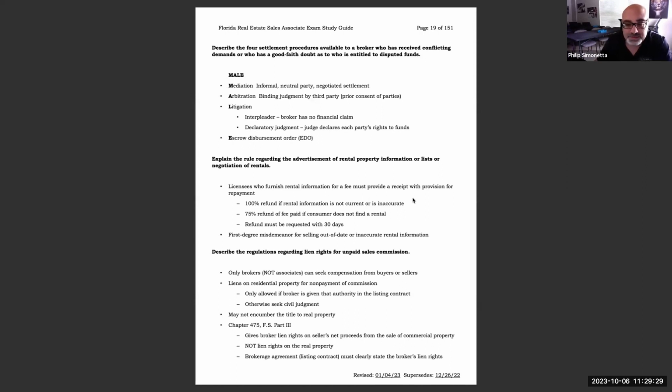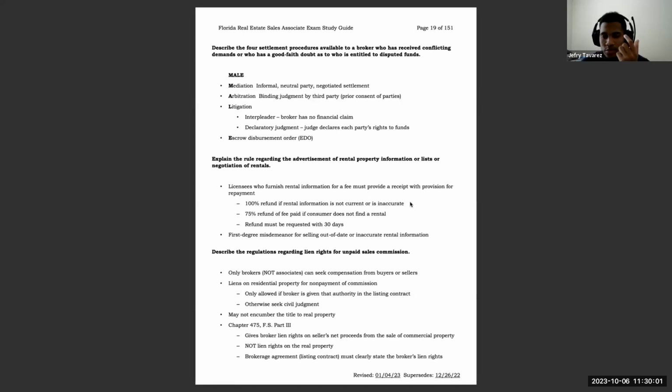Okay, makes sense. Next, we have to describe the regulations regarding lien rights for unpaid sales commissions. Only brokers, not associates, can seek compensation from buyers or sellers, right? Because the broker's agreement is with the buyer and the seller. The agent is the authorized person. Liens on residential property for non-payment of commission are only allowed if the broker is given the authority in the listing contract. Otherwise, they have to seek civil judgment, go to court and sue them.